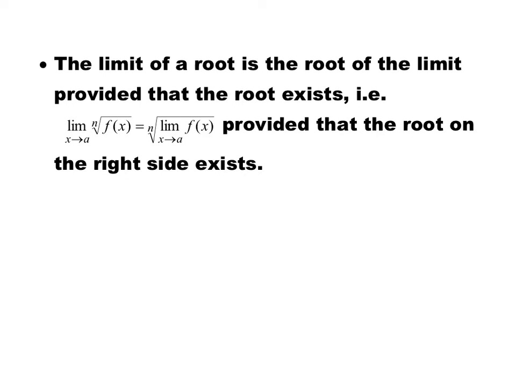The last property is the limit of a root function. If you are supposed to find the limit as x goes to a of the nth root of f of x, it is the same as the nth root of the limit of f of x, provided that what is under the root exists, meaning the limit as x goes to a of f of x exists. This was just an overview of all the properties of the limits. Now we are going to start doing some examples.